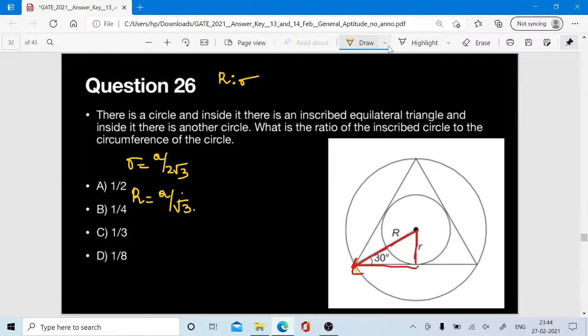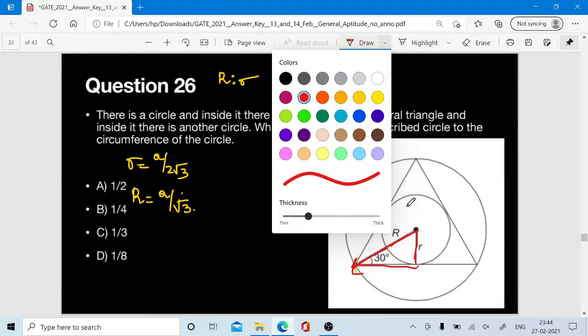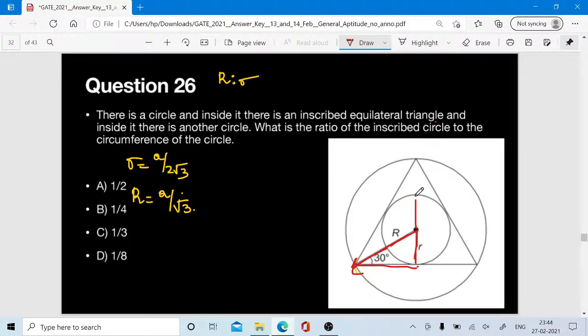I have taken this numerous times in my geometry sessions, and I have already told you. This is going to be the big R, the circumscribed circle, capital R. And this is going to be my small r. That is the inscribed circle.